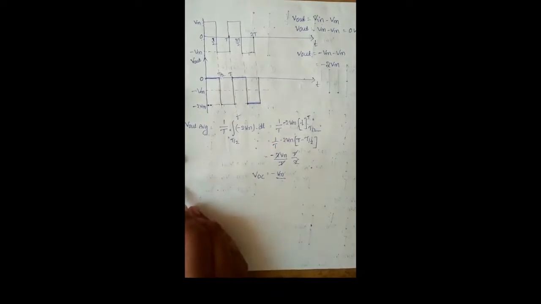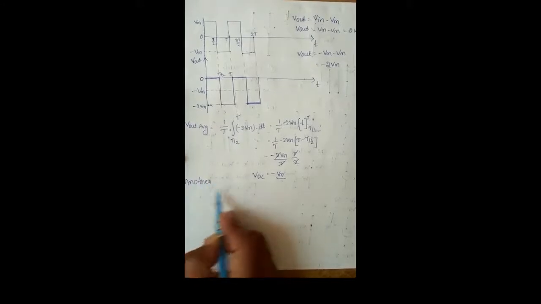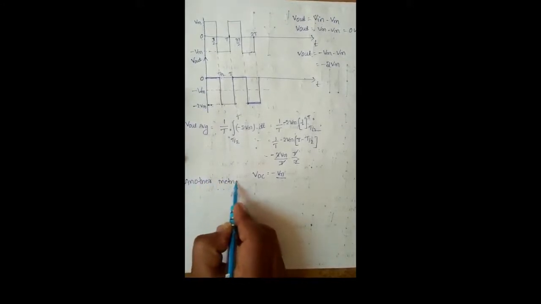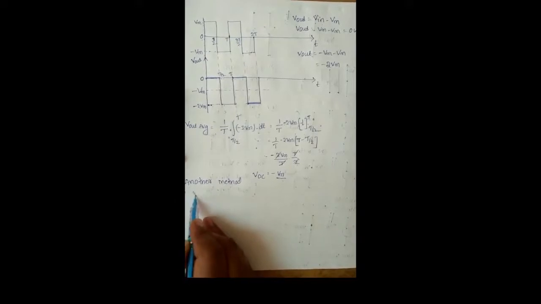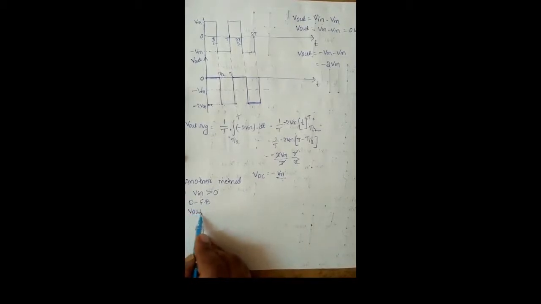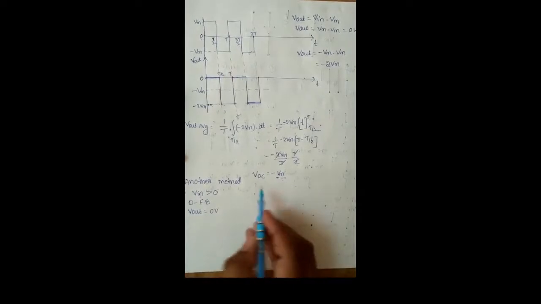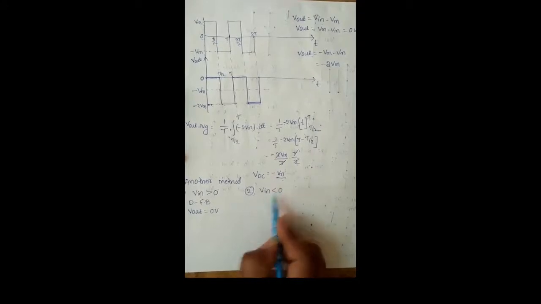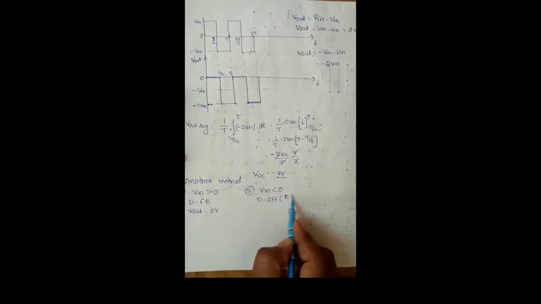In another way also, we can redraw this output waveform. Another method is the first condition: when the input voltage is greater than 0, the diode is forward biased, therefore the diode is acting as on. At that time the output voltage of the circuit Vout equals 0 volts. Coming to the second condition, when the input voltage is less than 0, the diode is off and it is operating in the reverse bias condition.